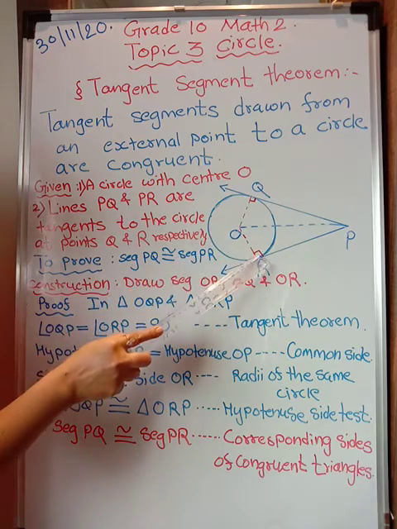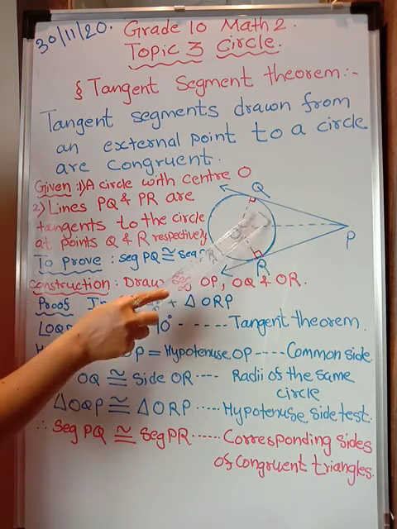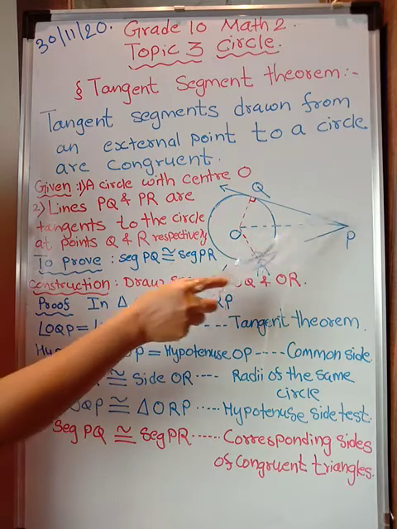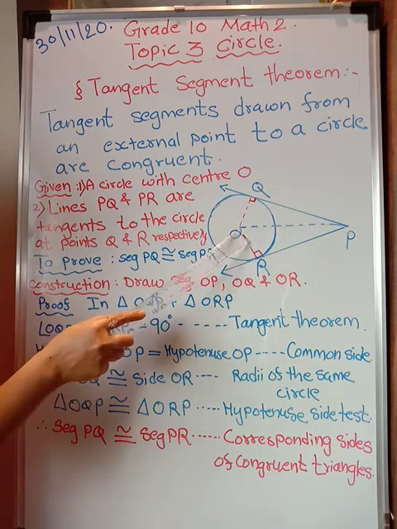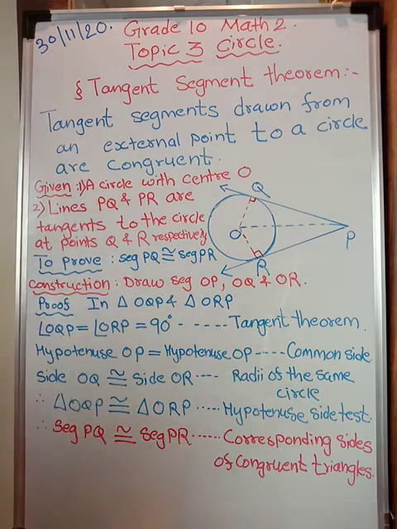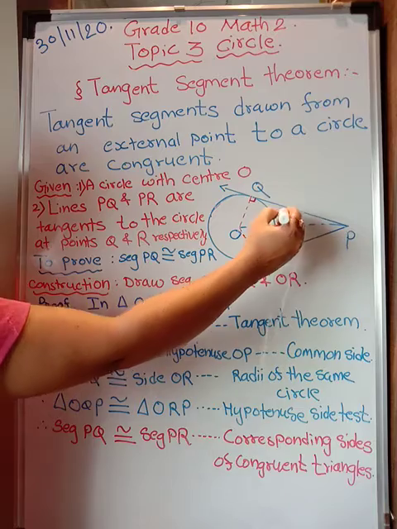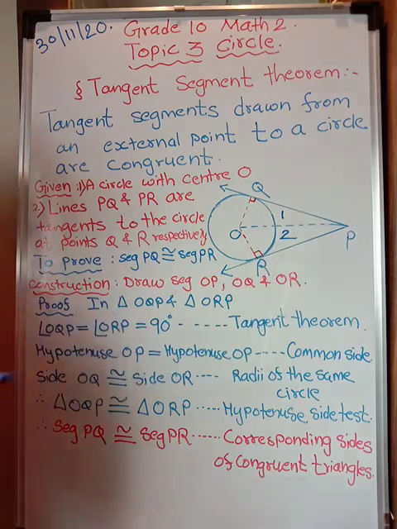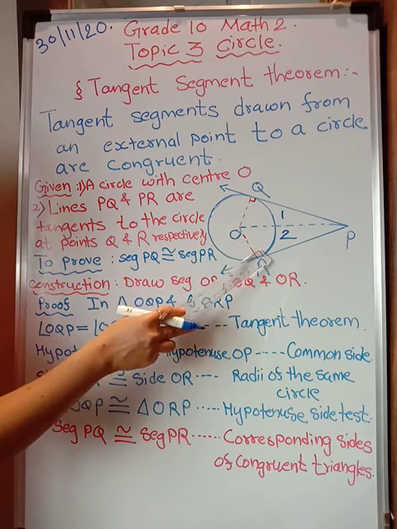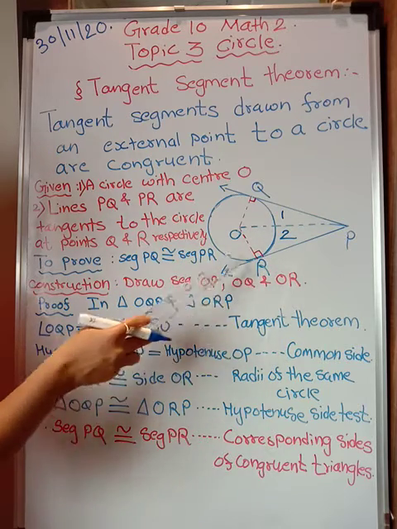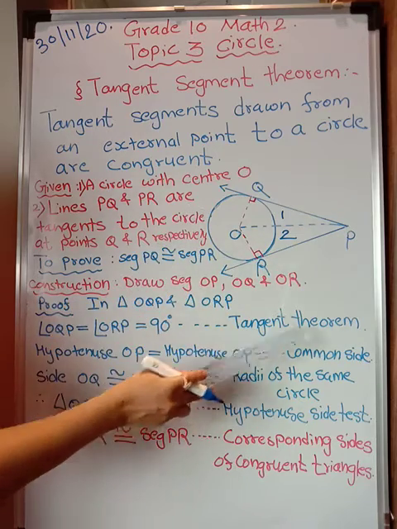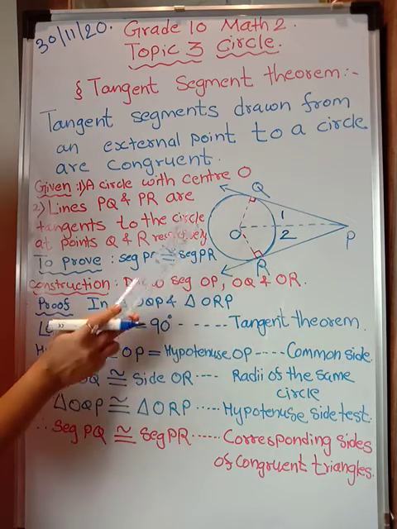So I have shown here a 90 degree angle. Now consider these two triangles. Which two triangles are we considering? OQP is the first triangle and ORP is the second triangle. This is triangle 1 and this is triangle 2. Now what can you see? In these two triangles, this is angle 90 and this is angle 90. Why 90? Tangent is perpendicular to the radius. We have seen this in the tangent theorem. So I have written here tangent theorem. This is 90, this is 90.